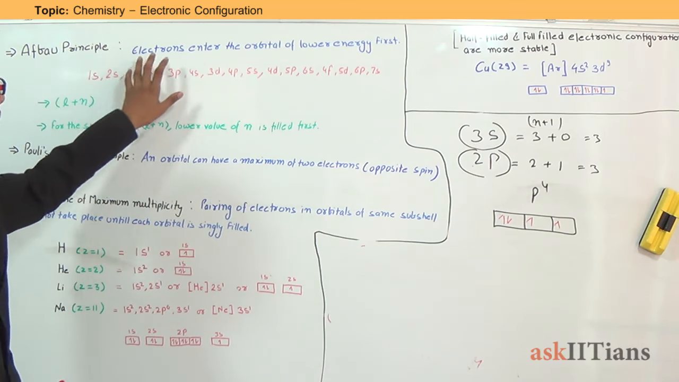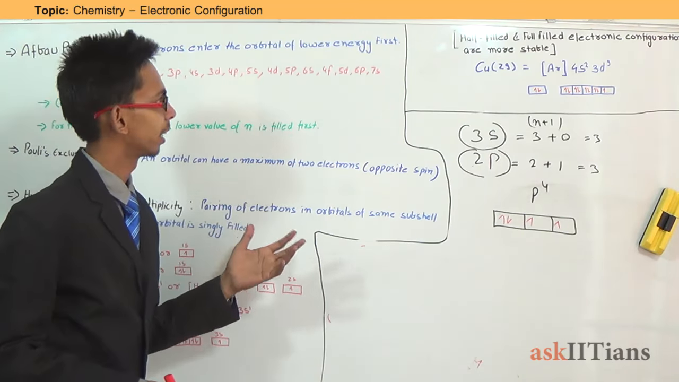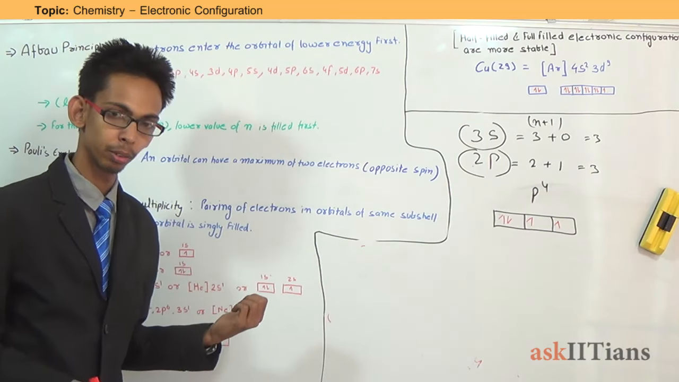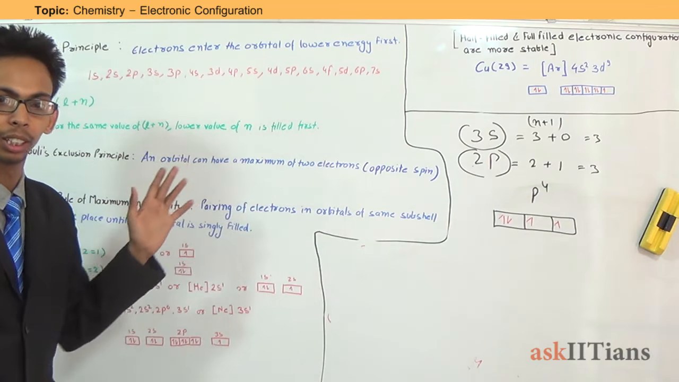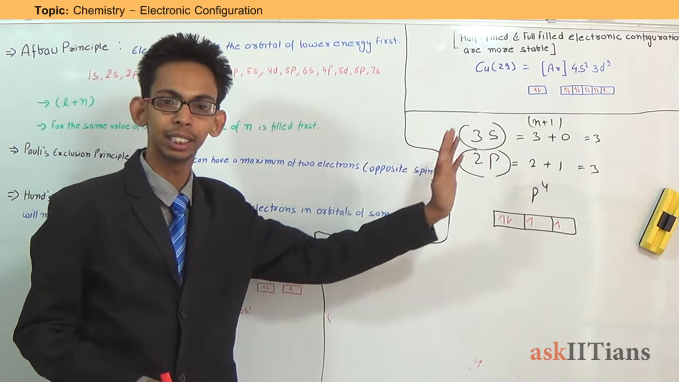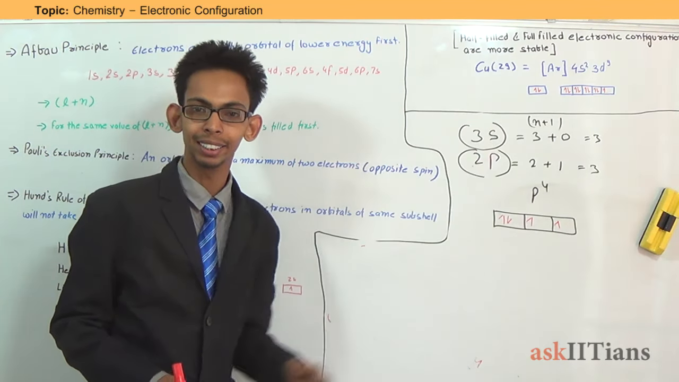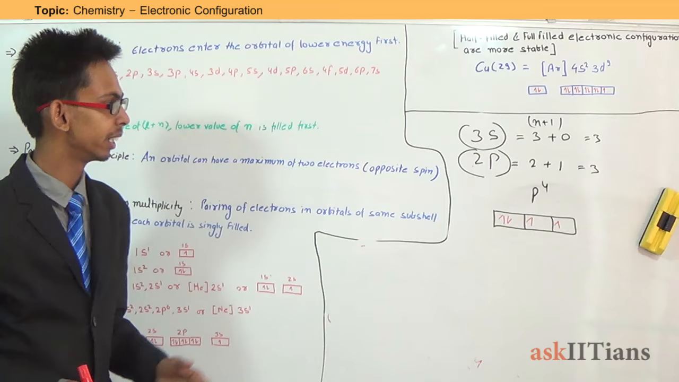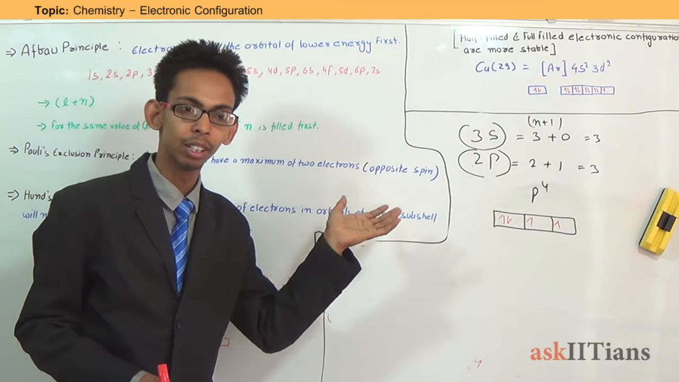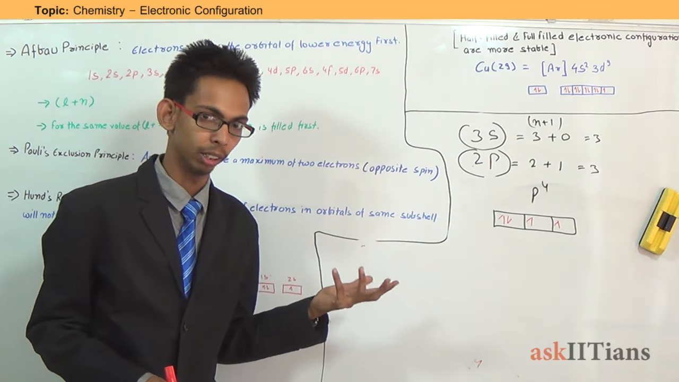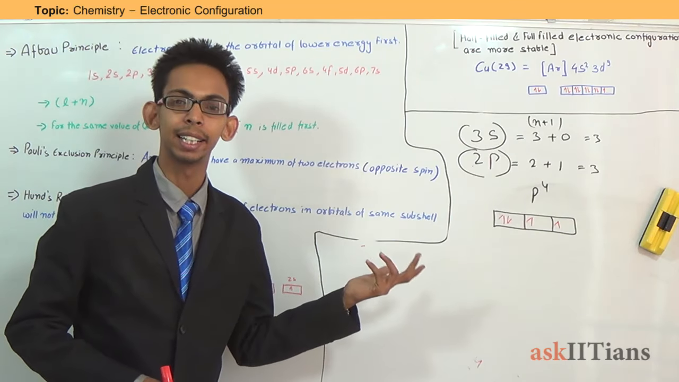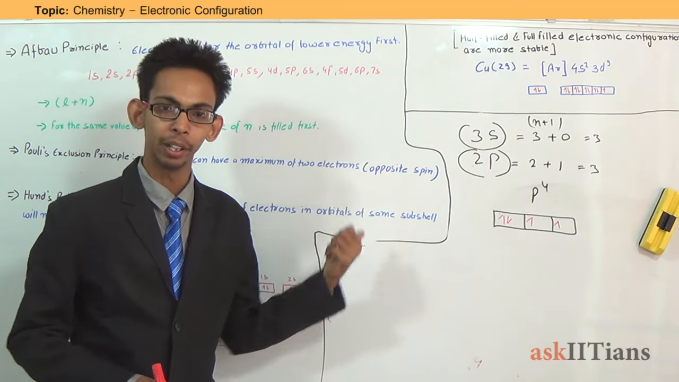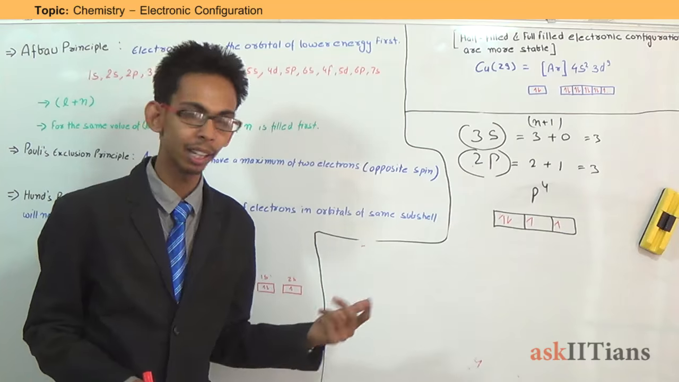First is the Aufbau principle: electrons enter the orbitals of lower energy first, then those of higher energy. That means orbitals are filled in order of their increasing energies, and the energy is decided using the n+l rule. If 2 or more different orbitals have the same value of n+l, in that case the priority is decided on the basis of the value of n.